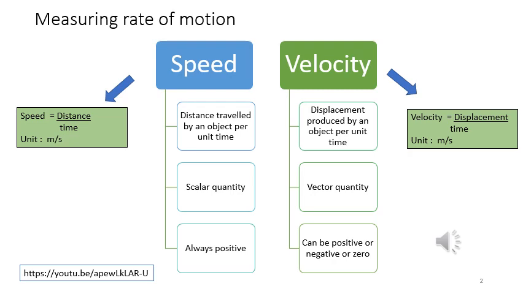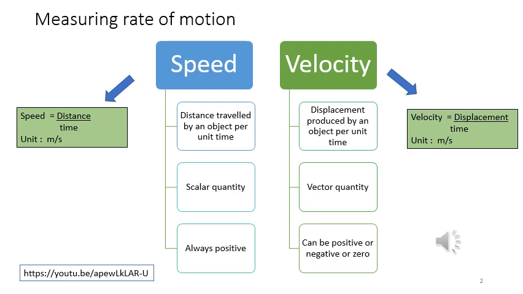So three things to remember about speed. Speed is distance traveled by an object per unit time. Its SI unit is meter per second. It's a scalar quantity and it cannot be negative. It is always positive.